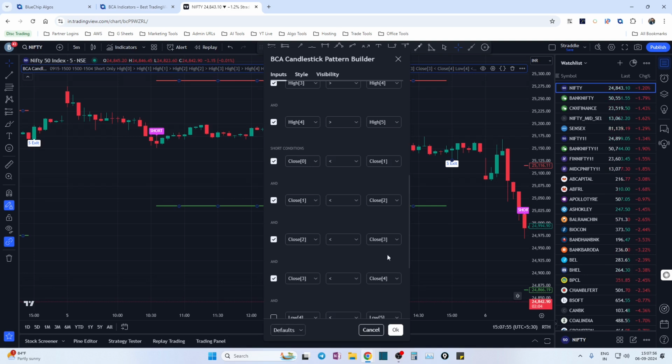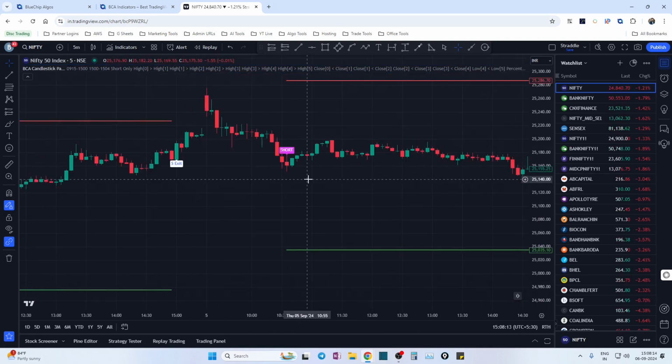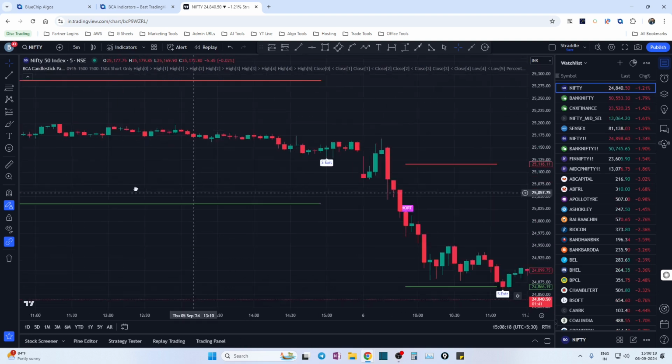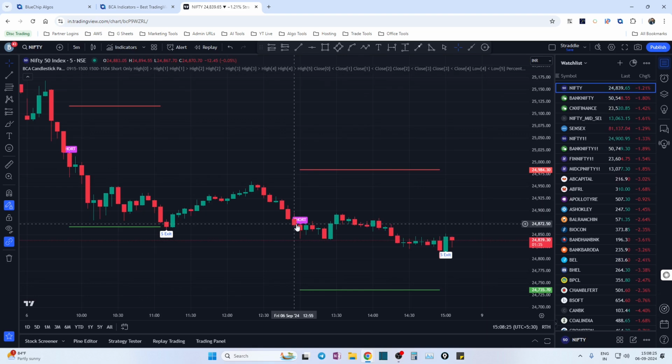Now what these 4 conditions will do is they will go through the chart and identify exactly where this 4-candle pattern is formed as per our requirement. So just let's hit OK and see that here there are 4 candles and it's saying short, right? And here also there are 4 candles and it's saying short. And here also you can see that there are 4 candles and it's saying short.